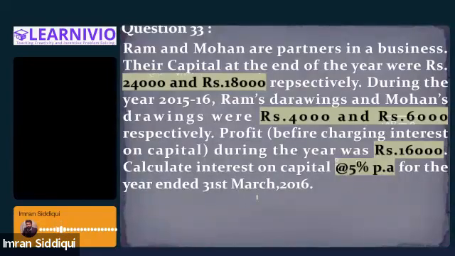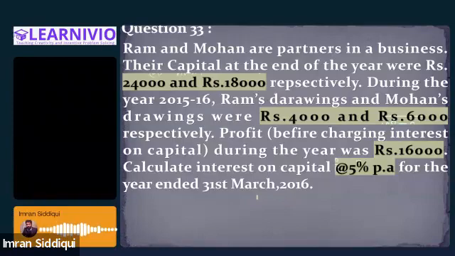Moving to question number 33. It says Ram and Mohan are partners in a business. Their capital at the end of the year were 24,000 and 18,000 respectively. During the year 2015-16, Ram's drawing and Mohan's drawing were 4,000 and 6,000 respectively. Profit before charging interest on capital during the year was 16,000. Calculate interest on capital at 5% per annum for the year ended 31st of March 2016.